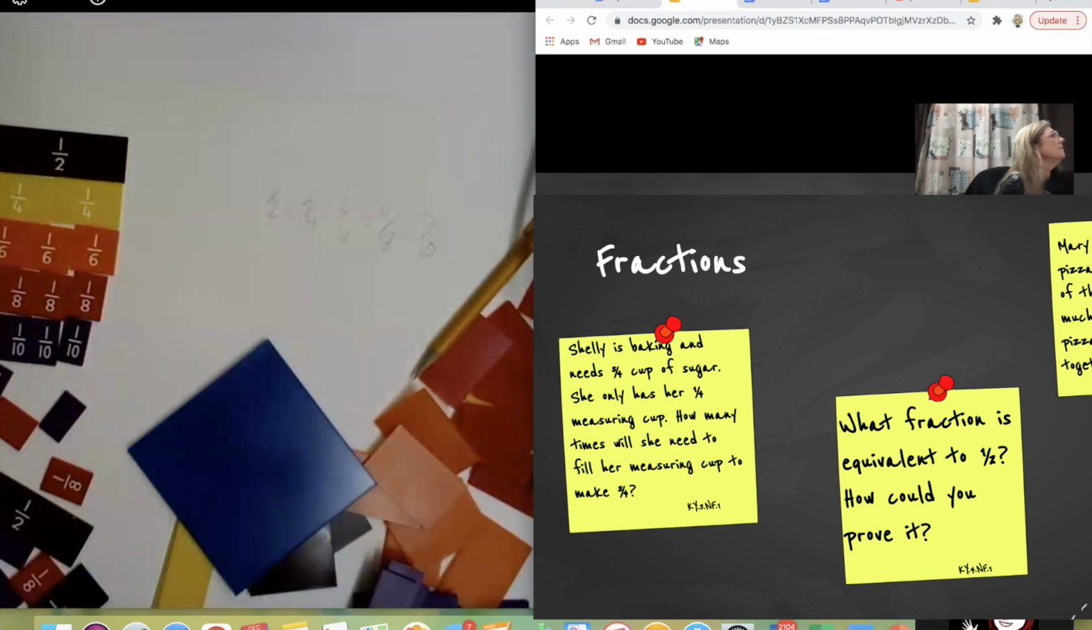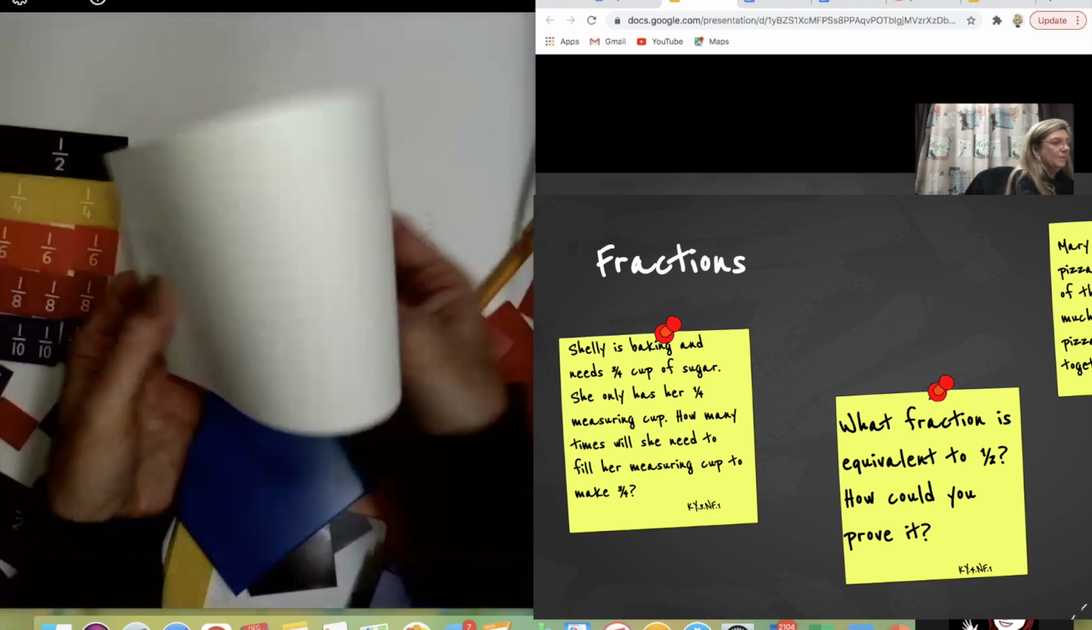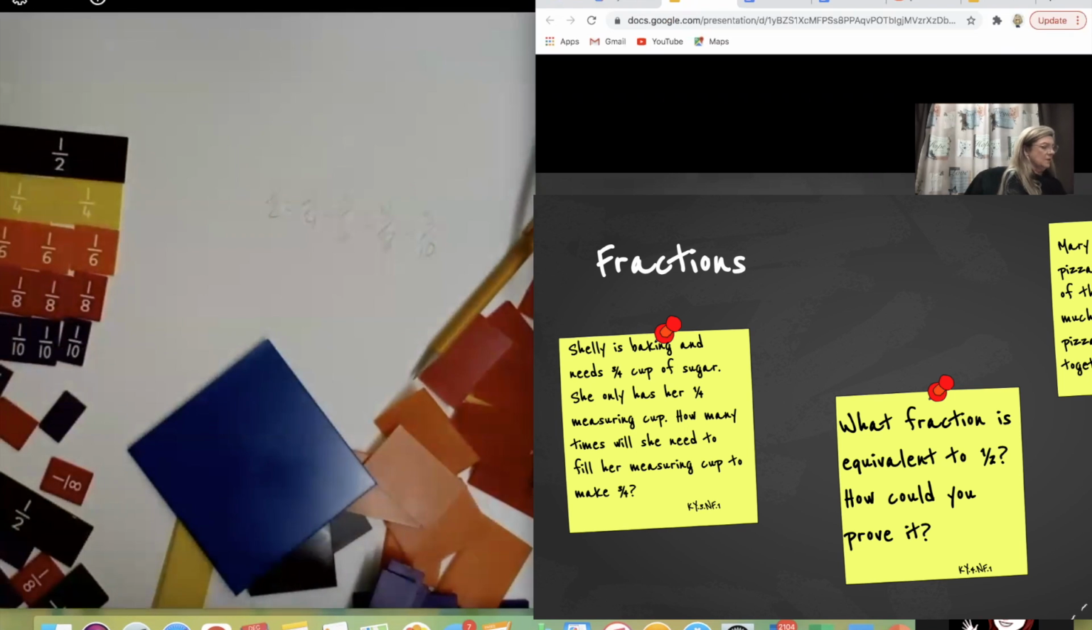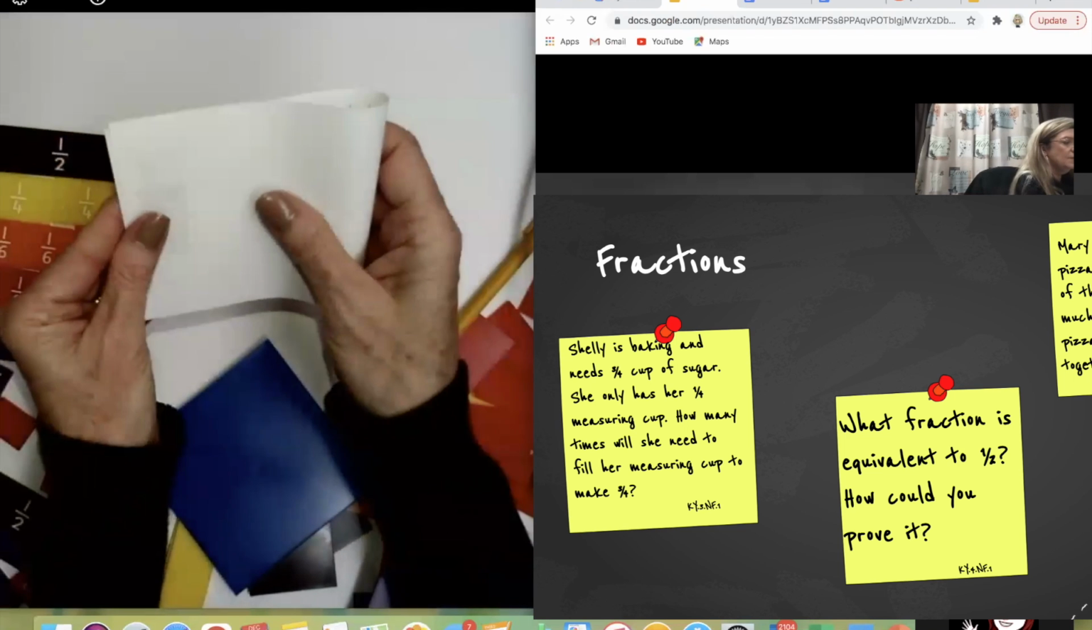One way, trying to find a better sheet of paper because I didn't get out my, here we go. This will work better for us. You take a strip of paper. I'm going to fold this in half. I think I've got 2 here. So I fold it in half.